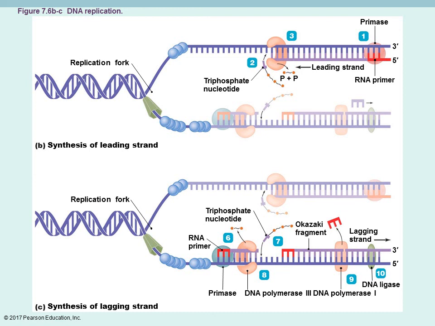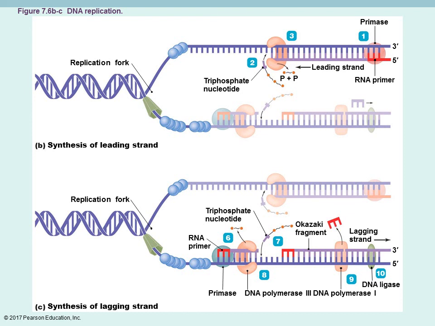On the lower picture, on C, showing the synthesis of the lagging strand. Once again, DNA polymerase, you have to have the primer to start because it cannot add just by itself. It has to have at least a couple bases there to get started. So you have your RNA primer there to start. It's going to read a section. Now it's reading from left to right.